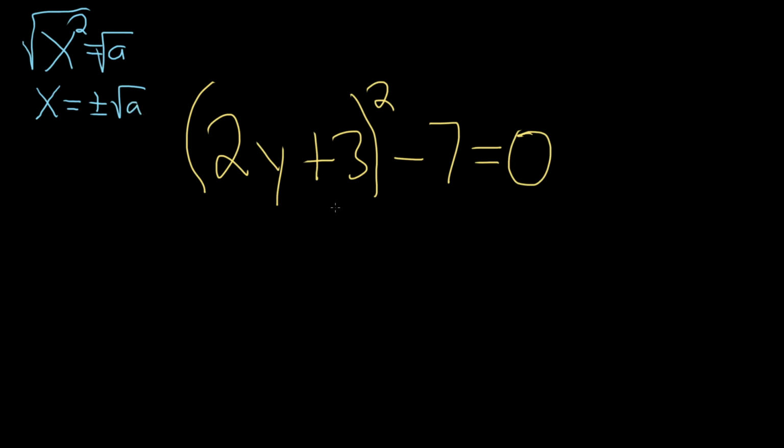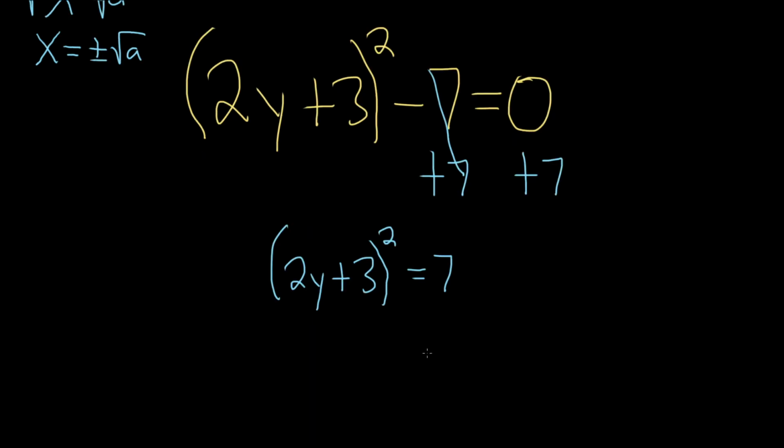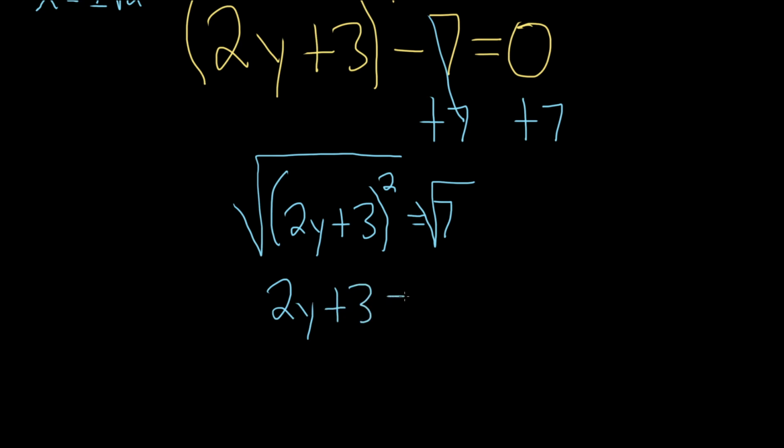Okay, so the first step is to isolate this squared part. So we'll start by adding 7 to both sides. So plus 7, plus 7. That'll leave us with (2y plus 3) squared equal to 7. Now we can use the square root property, which says that we simply take the square root of both sides. On the left-hand side, we just get 2y plus 3. And over here we have plus or minus, that's the key part, the square root of 7.